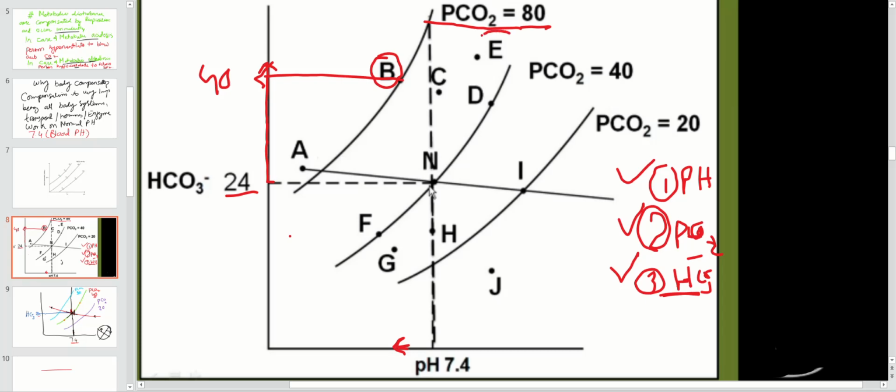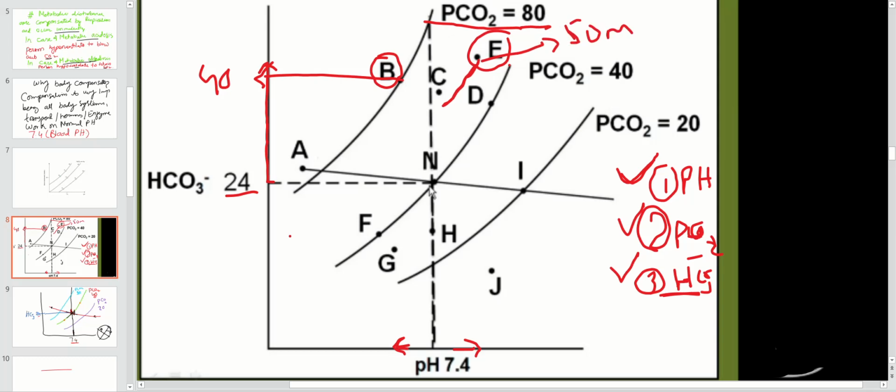Now the second point I consider over here is point E. Again we apply the rules. The first rule, we look for the pH. The pH over here is increasing, right? So we are dealing with an alkaline pH. Then we look for the pressure of carbon dioxide. The normal is 40, and this point is over here, let's say on the 50 mm Hg.